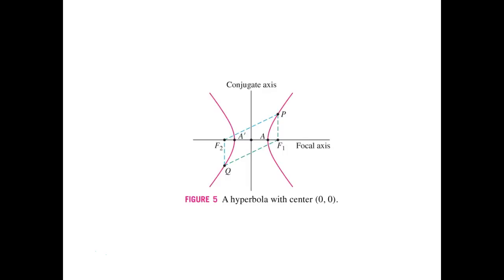This is a hyperbola. Here is your F1, there's your F2. This is C, 0 and minus C, 0. Okay. Again, what they said, the difference between this distance and that distance is equal to a constant.